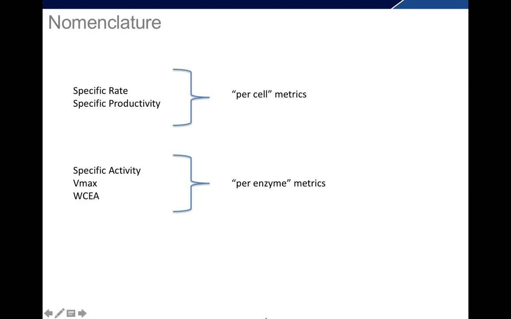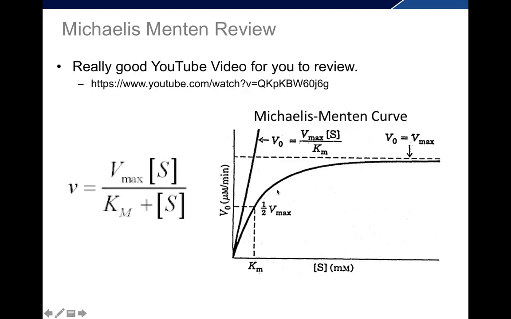Activity, the term specific activity, is a per enzyme metric. So that's kind of equivalent to a Vmax or a whole cell enzyme activity, right? So although they both have "specific" in the title, they are different. Specific rate or specific productivity is per cell, and specific activity is per enzyme.